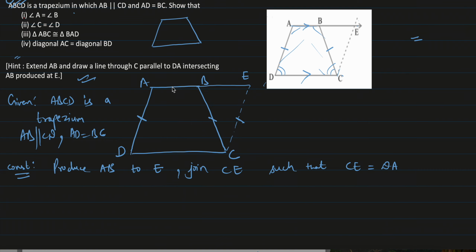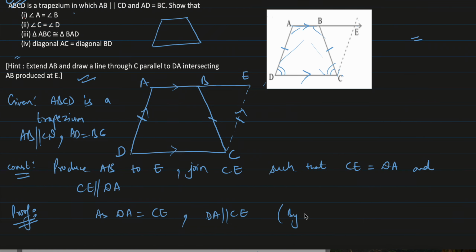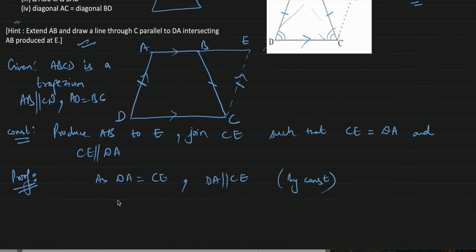Now, as AB is parallel to DC, this AE will also be parallel to DC. Fine, students? And with construction such that CE equals DA, we have to write one more statement that CE is parallel to DA. Okay, so these two lines are also parallel. That is by construction. So let's start with the proof. As in the construction, I have taken that DA is equal to CE and DA is parallel to CE. By construction, I'm saying. So can I say that ADCE is a parallelogram?